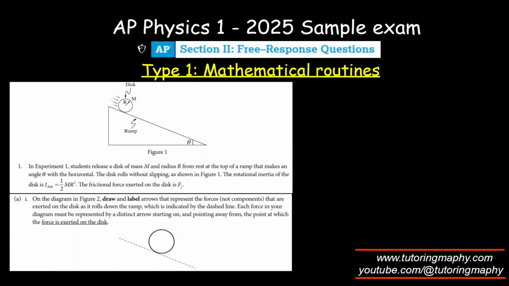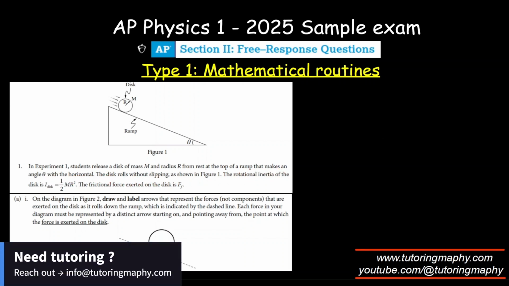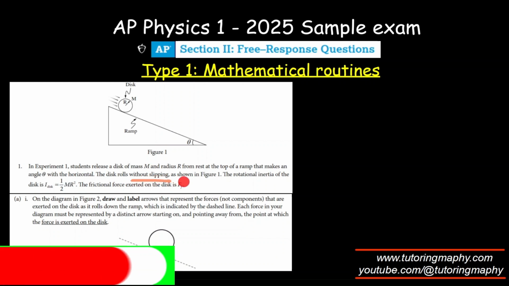All right, let's talk about this first FRQ. It's on rotation. In an experiment, students release a disk of mass M and radius R from the top of a ramp that makes an angle theta with the horizontal. The disk rolls without slipping. That's very important information.